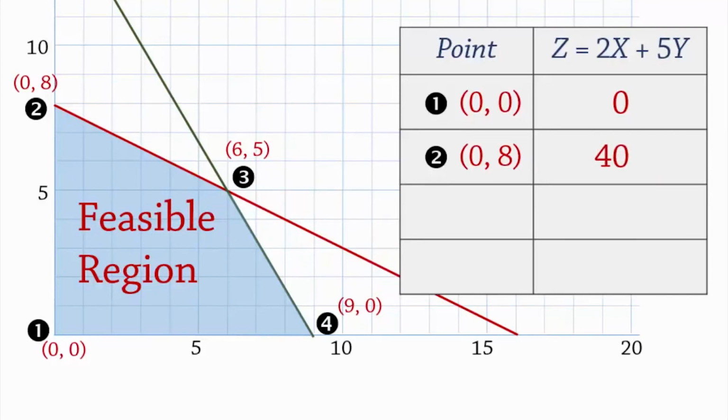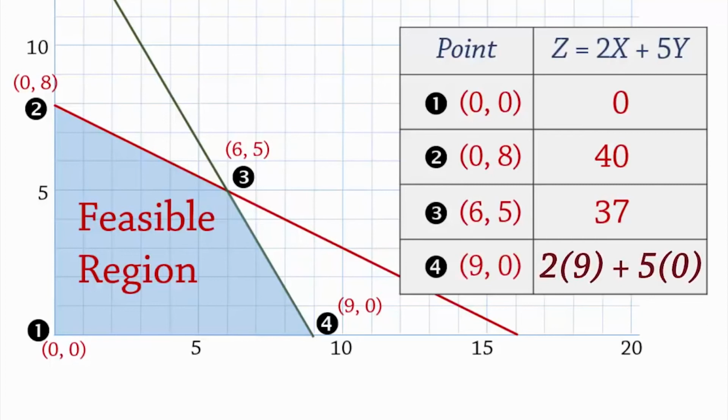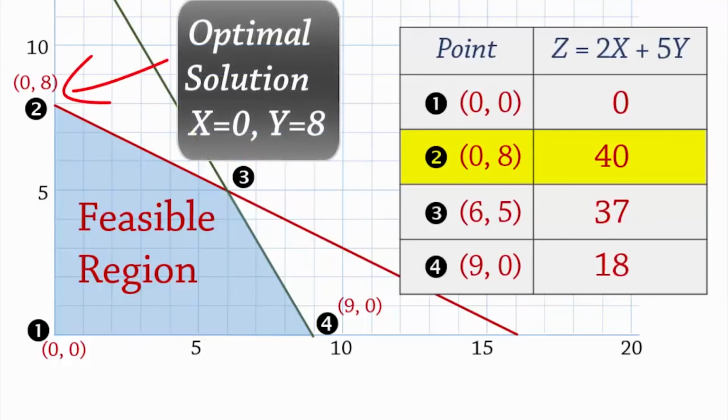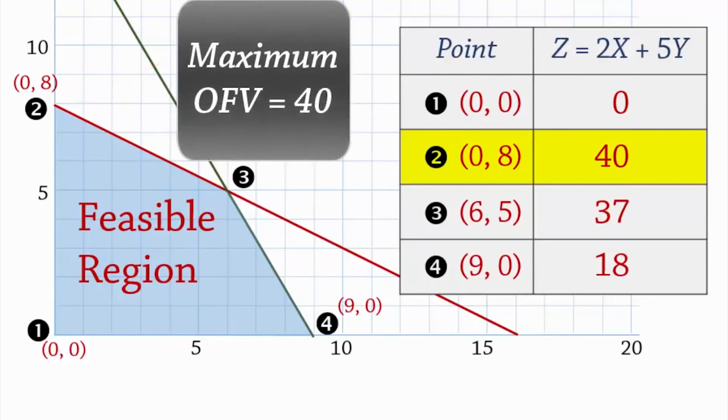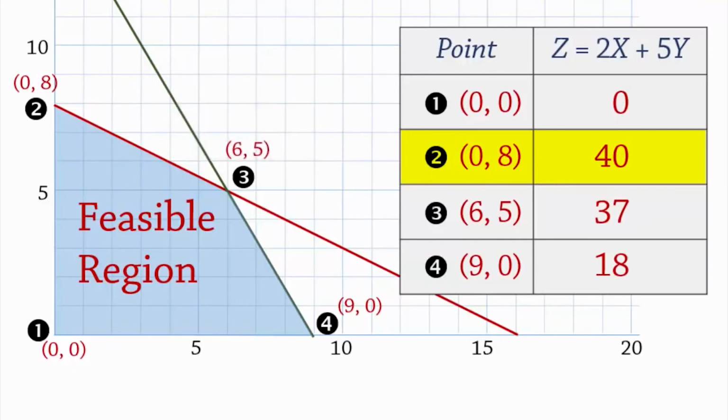The coordinates at point 3 are 6 and 5. So z = 2 times 6 plus 5 times 5, which equals 37. And finally, at point 4 with (9, 0), z = 2 times 9 plus 5 times 0, which gives 18. So here we have it. Point 2 provides the highest value of the objective function. So the optimal solution occurs at point 2, and it is x = 0 and y = 8. And the corresponding objective function value is 40. And that concludes the solution to this LP problem.